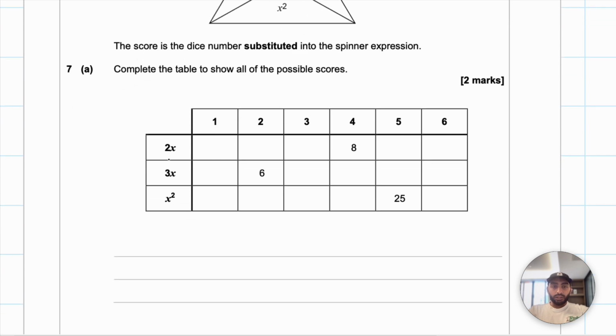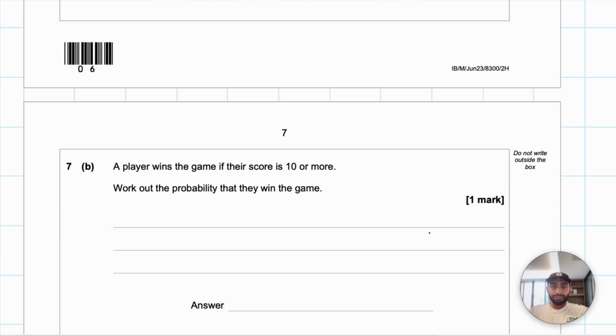1 into 2x, 2 times 1 is 2, 2 into 2x, 2 times 2 is 4, 3 into 2x, 2 times 3 is 6, and you can see these are going up in 2s: 2, 4, 6, 8, 10, 12. The next one, 3x, it's just going to be my 3 times table, so 3, 6, 9, 12, 15, 18. The next one, x squared, so 1 squared is 1, 2 squared is 4. These are just going to be my square numbers, 16, 25, and 36.